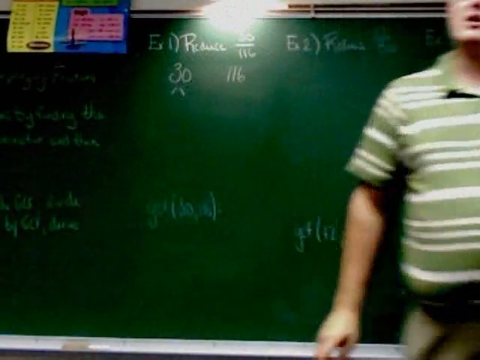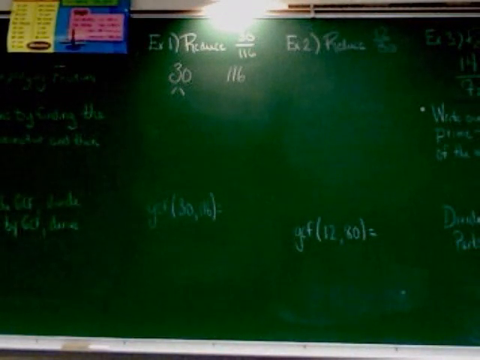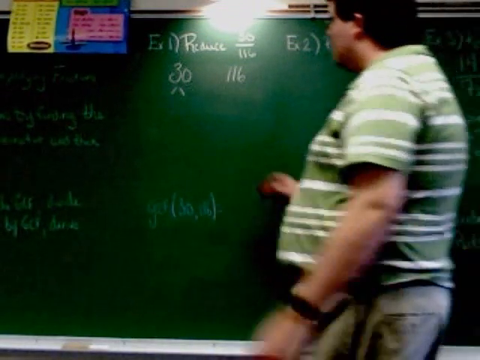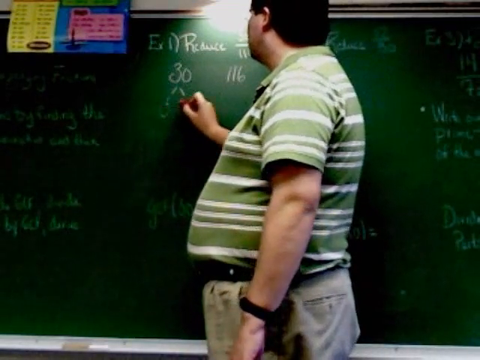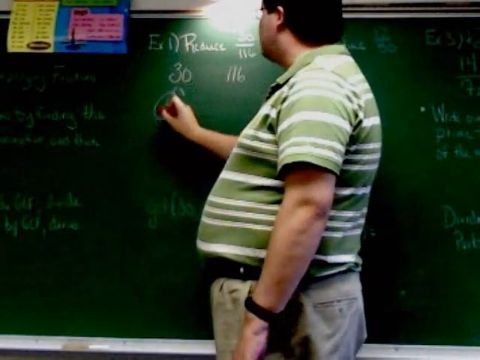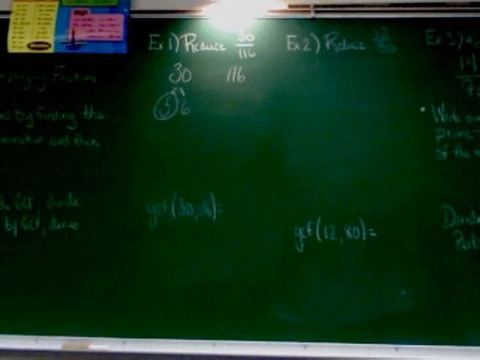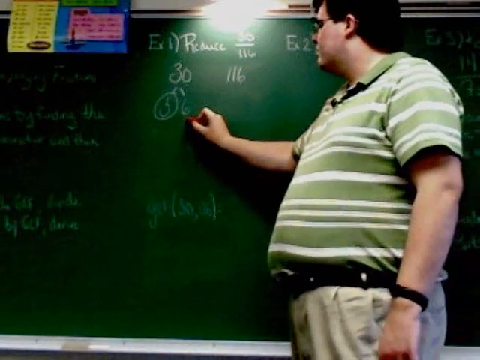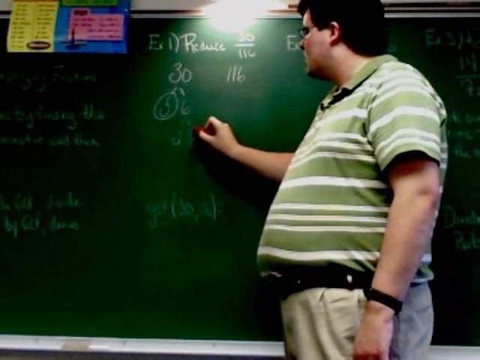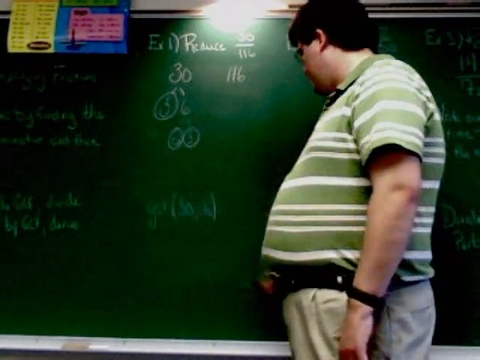So I'm going to start by breaking down 30. Now I can break down 30 any way I want. I can do 2 and 15, I can do 3 and 10, but I'm going to choose 5 and 6. 5 is already a prime number, so I don't have to break it down any further. I just have to break down 6. 6 breaks down as 2 and 3. And then both of those are prime numbers.